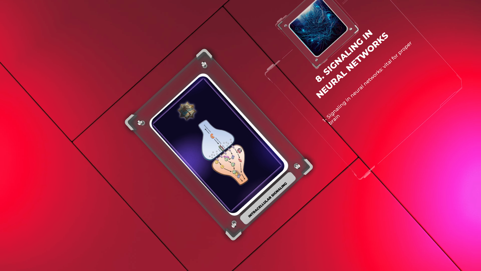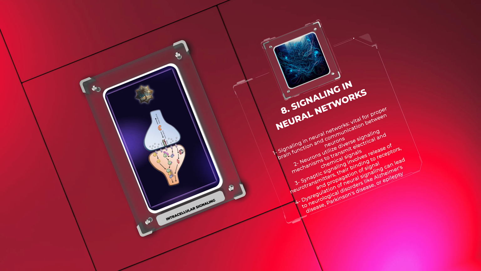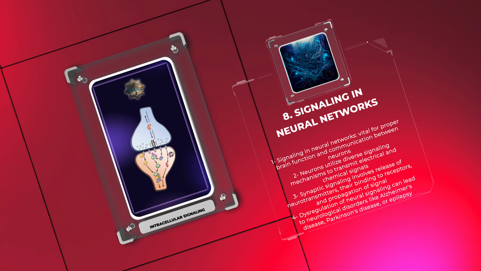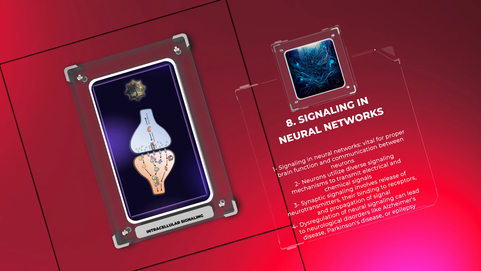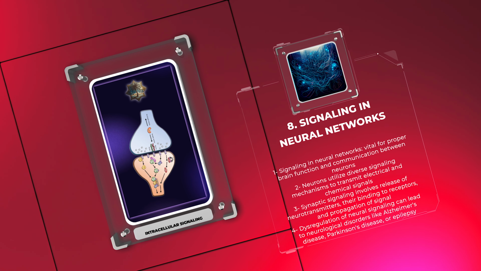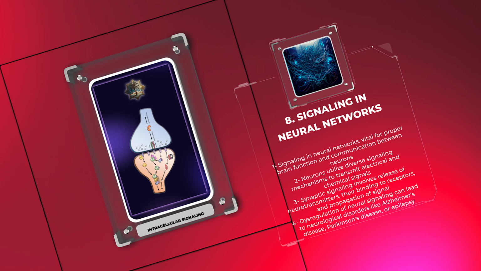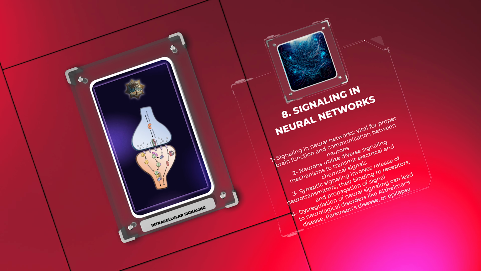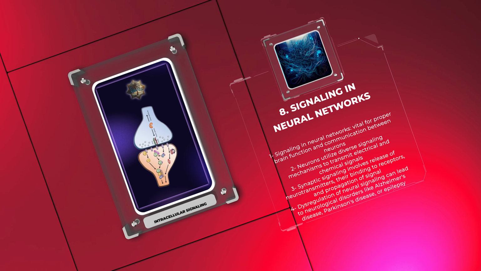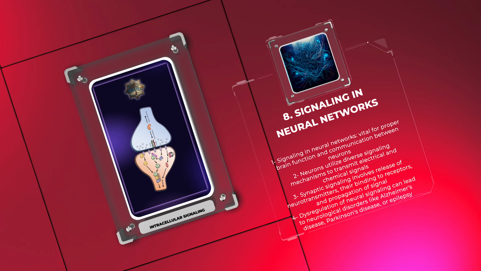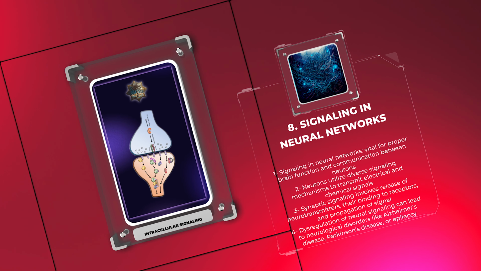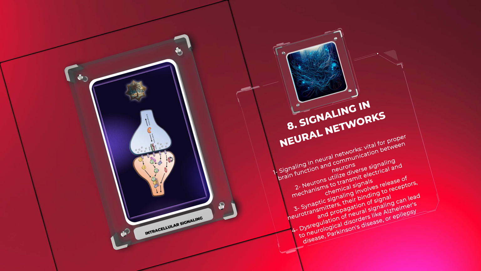Signaling in neural networks is vital for proper brain function and communication between neurons. Neurons utilize diverse signaling mechanisms to transmit electrical and chemical signals, allowing for cognitive processes, sensory perception, and motor control. One important example is synaptic signaling, which involves the release of neurotransmitters from the presynaptic neuron, their binding to receptors on the postsynaptic neuron, and the subsequent propagation of the signal. Dysregulation of neural signaling can lead to neurological disorders, such as Alzheimer's disease, Parkinson's disease, or epilepsy.